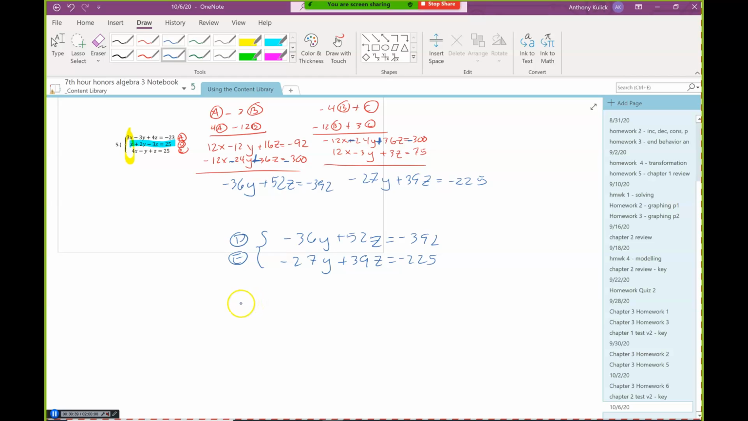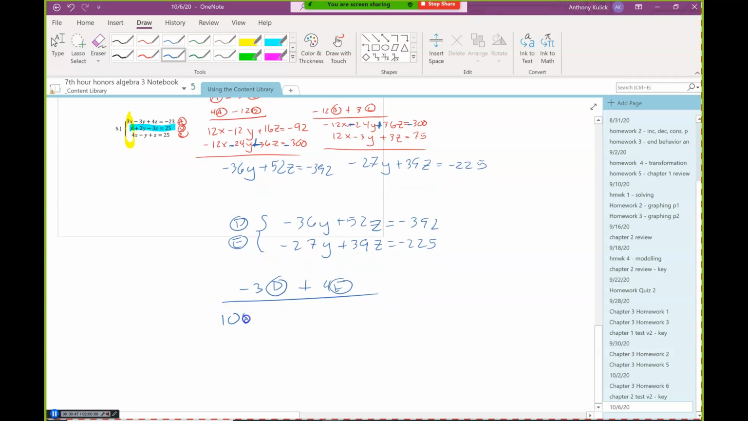So we'll do negative 3 times D plus 4 times E. Not that you had to use those ones, but they're going to make things smaller for us, or keep things relatively smaller, so that this doesn't get any more unwieldy than it needs to. Four times 39. Yes! Now we're cooking with gas.